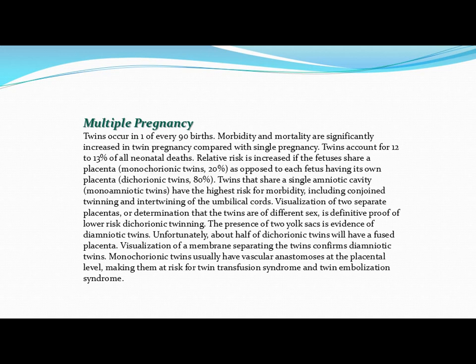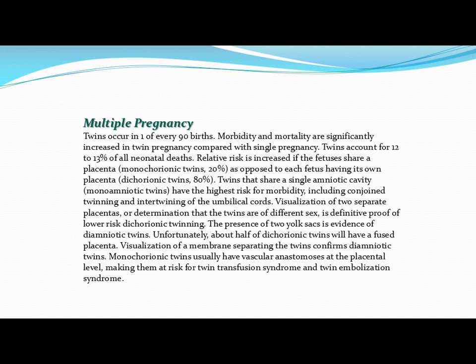Twins that share a single amniotic cavity, which is called monoamniotic twins, have the highest risk of morbidity, including conjoined twinning and intertwining of the umbilical cords. Visualization of two separate placentas or determination that the twins are of different sex is definitive proof of the lower risk dichorionic twinning. The presence of two yolk sacs is evidence of diamniotic twins. Unfortunately, about half of the dichorionic twins will have a fused placenta. Visualization of a membrane separating the twins confirms diamniotic twins.